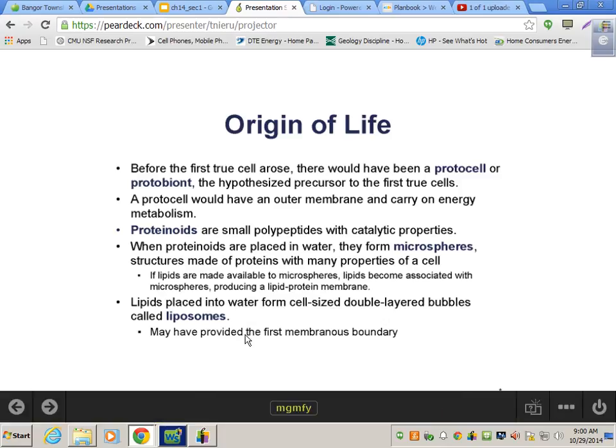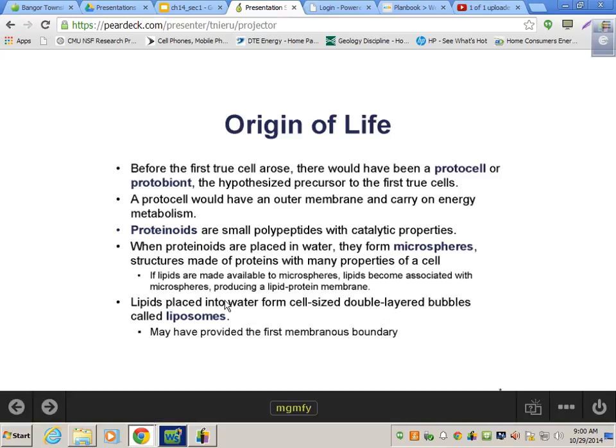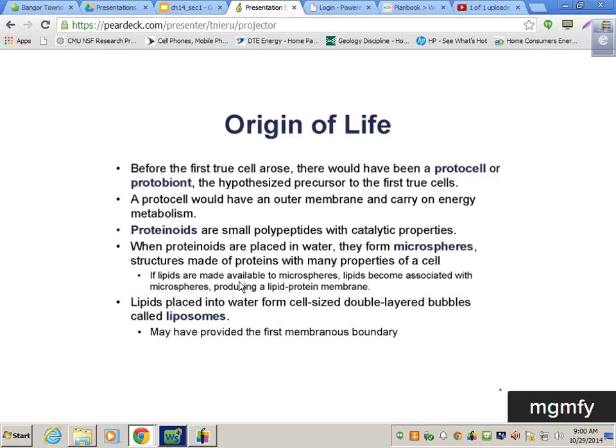So, lipids placed into water form cell-sized, double-layered bubbles called liposomes. Lipo means fat, okay? So these are little fat bubbles.